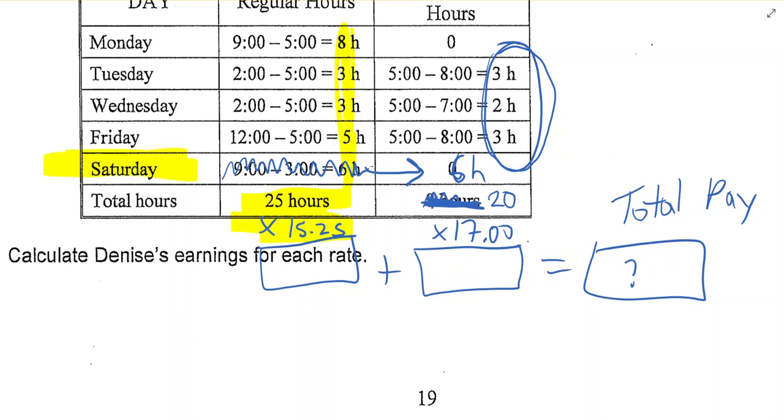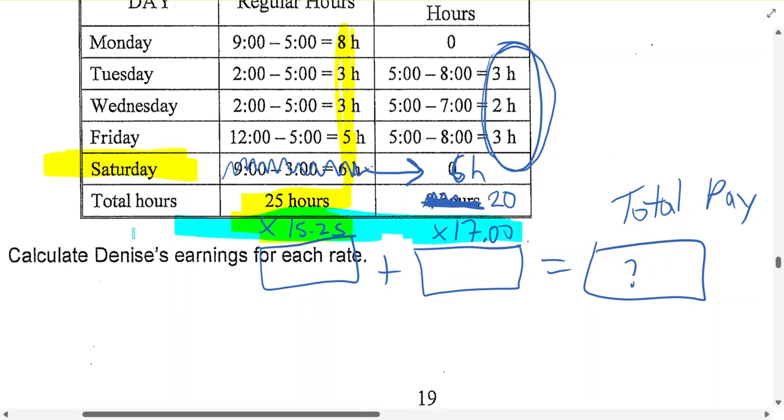Notice that you have the different wages. Shift premium is $17 an hour. Regular time is $15.25 an hour.